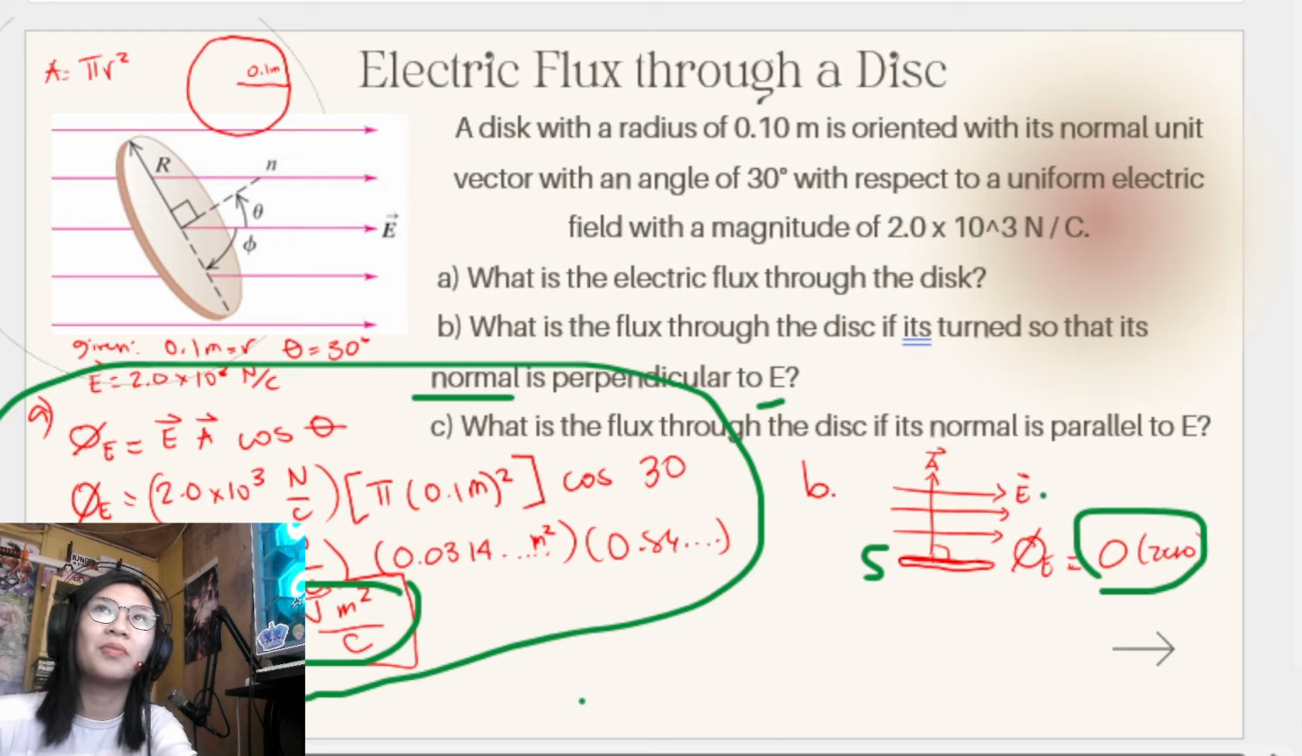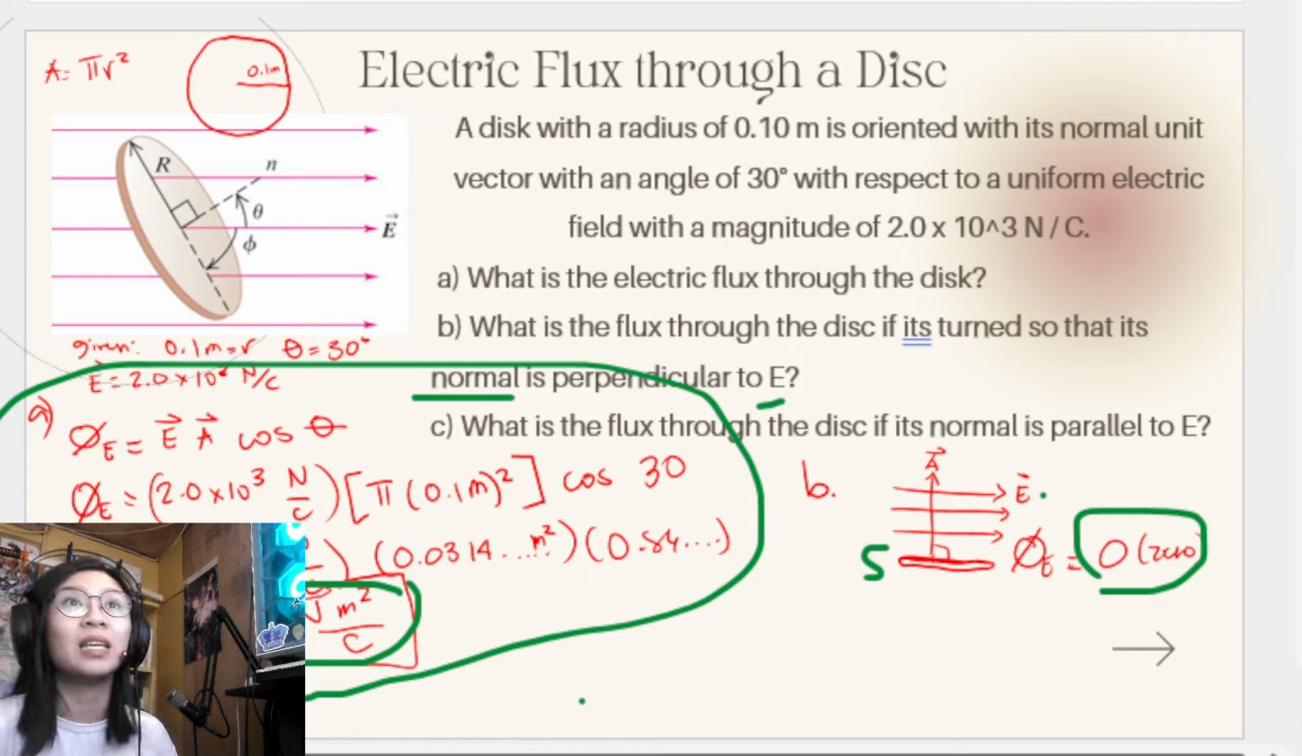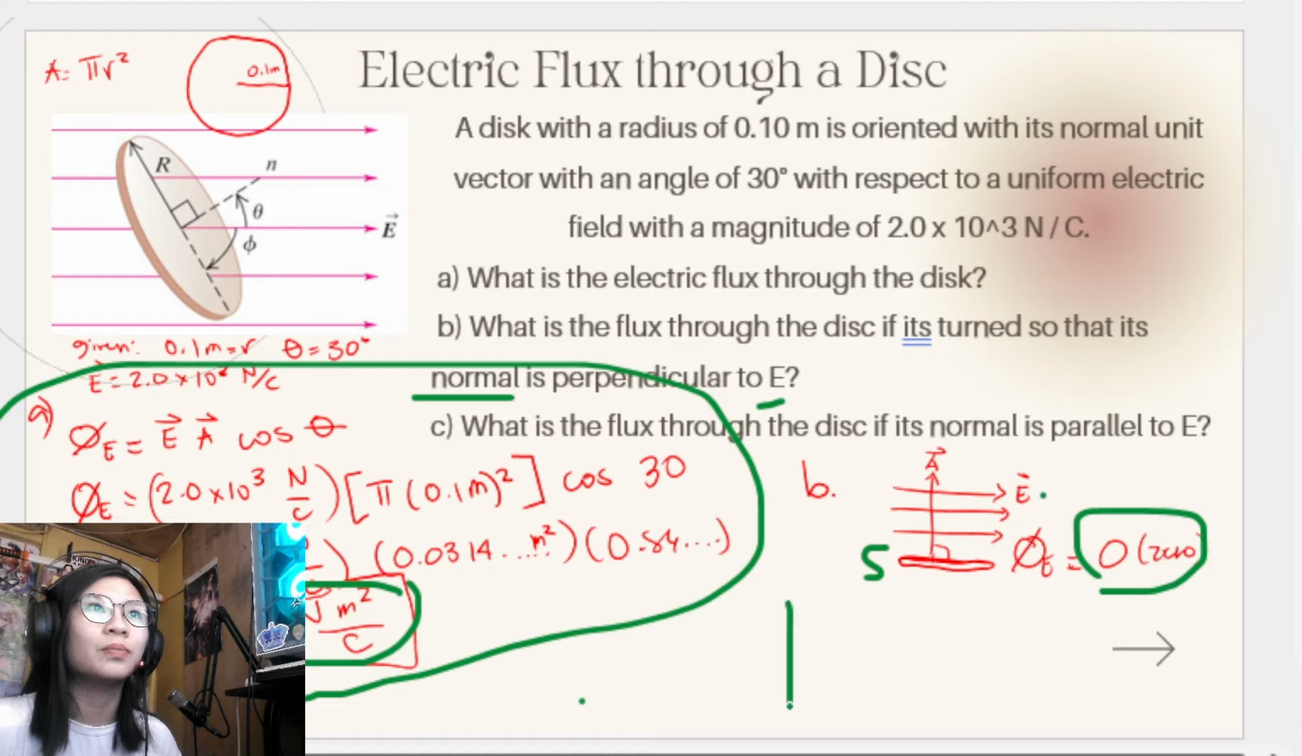Flux is 0. Now, letter C, what is the flux through the disk if its normal is parallel to E? So the normal is parallel to E. If we are to draw that, here is your surface, then your A, and your E is parallel to that.